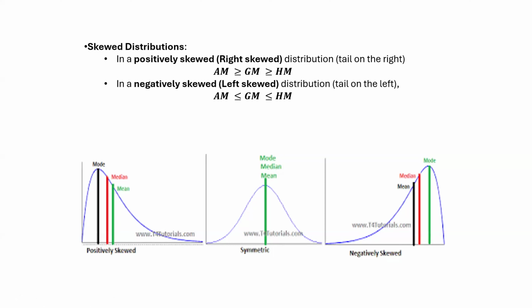But if it is a positively skewed distribution, your mode will come at the last. Your mean is greater than median and median is greater than mode here, because the tail goes like this. Understood. Similarly, in a negatively skewed sample, your mode is the maximum, the median is smaller than the mode, and the mean is smaller than the median. Any question here?